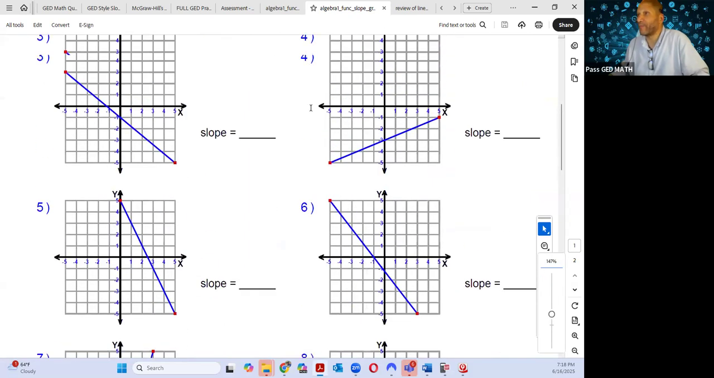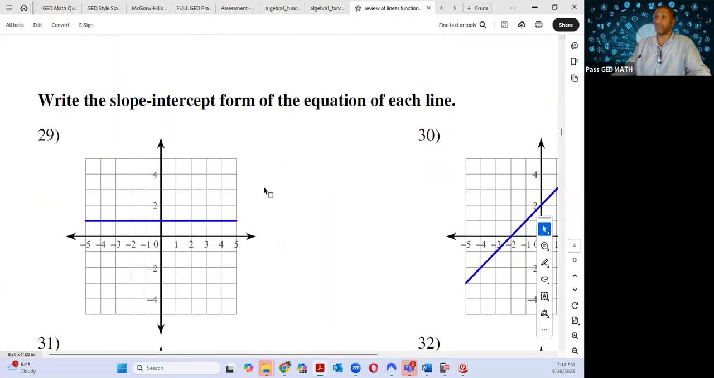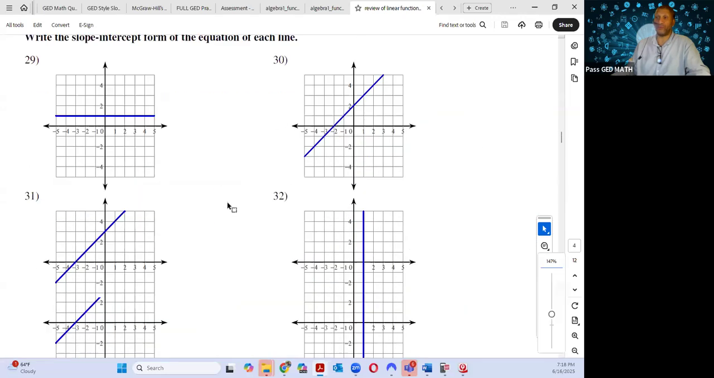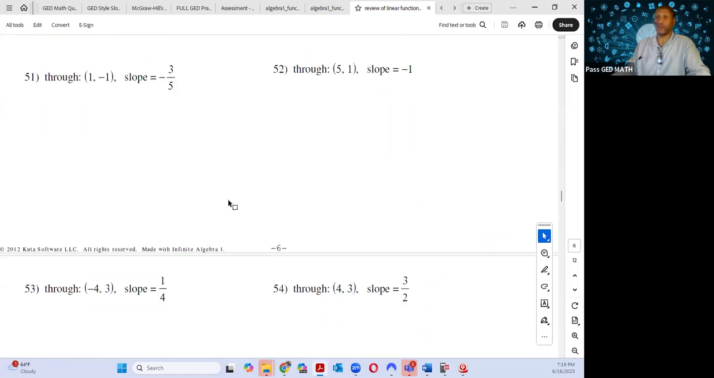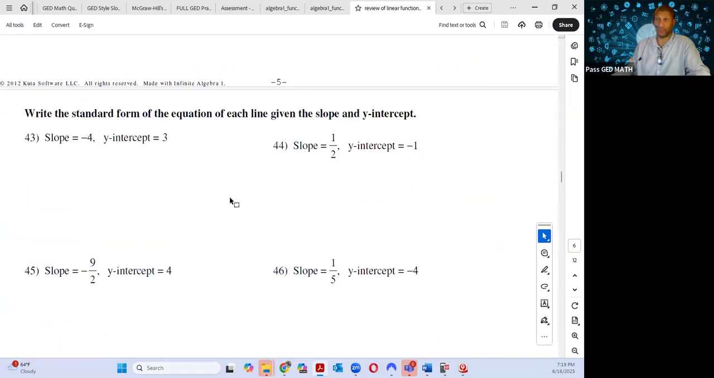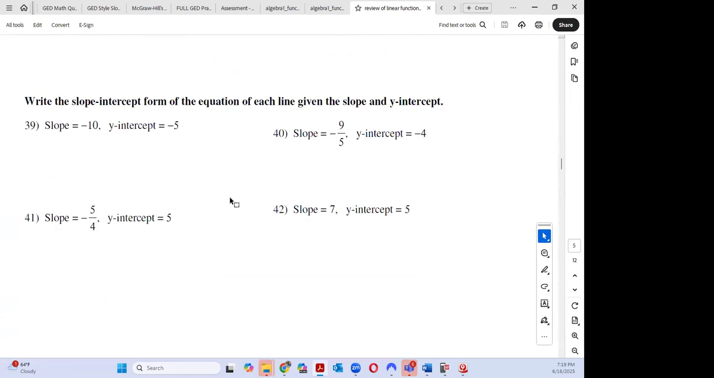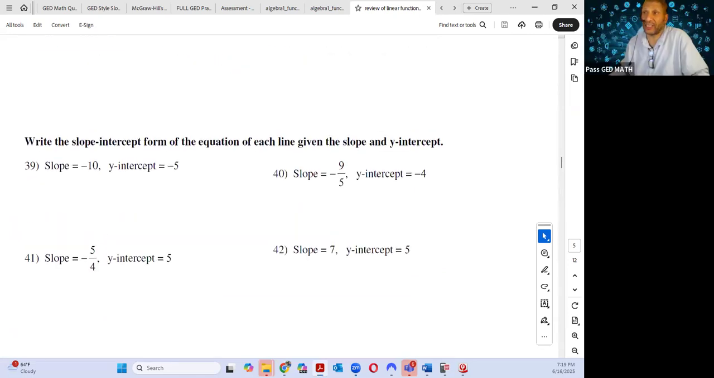But don't you worry. Listen, this is why this review sheet for linear equations is literally like 100 problems, because linear equations is so important. Like you should see, this is an example. You might know this, but you might not. If my slope is -10 and my y-intercept is -5, what's my equation of the line?